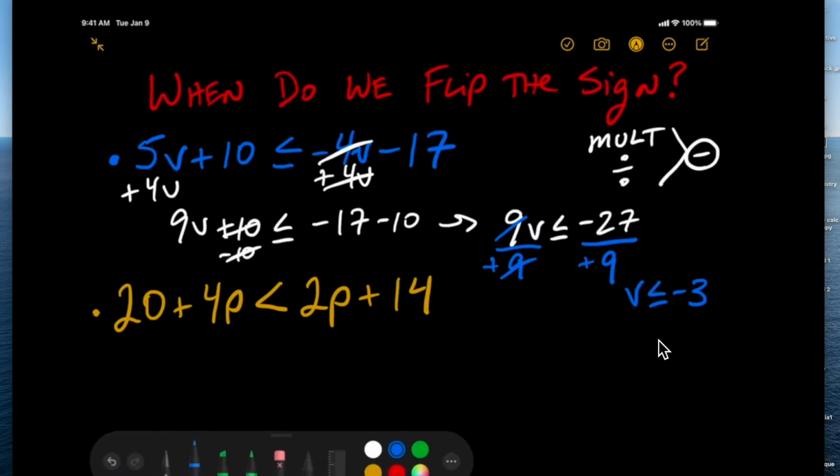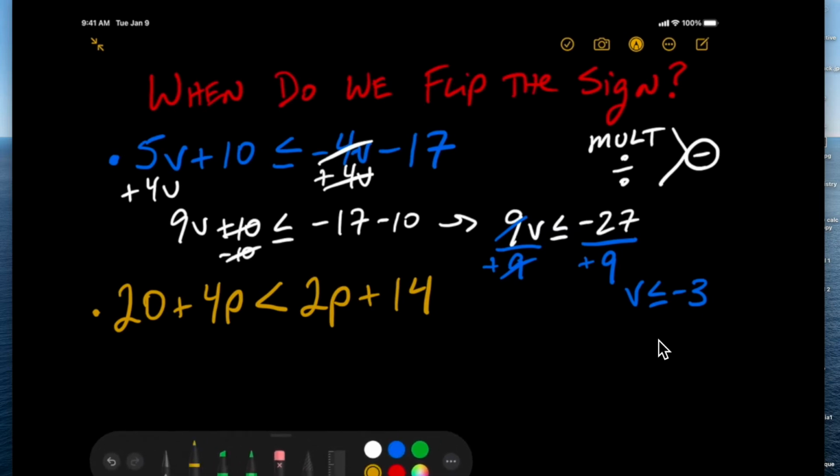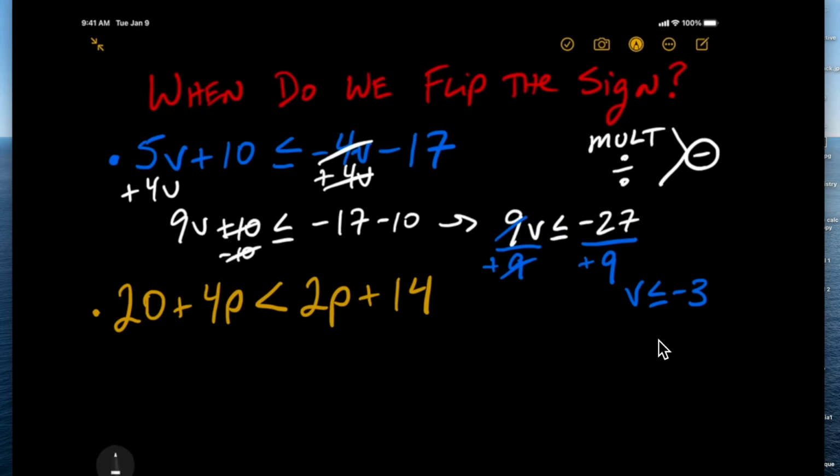Okay, let's now move to the yellow inequality and see where solution of this inequality leads us. Okay, so here my first move would be to subtract 2p from both sides, canceling these out. And that would leave me with 2p plus 20 is less than 14. No need to flip the sign. We did not divide or multiply by a negative.